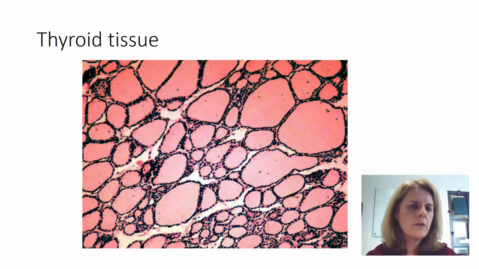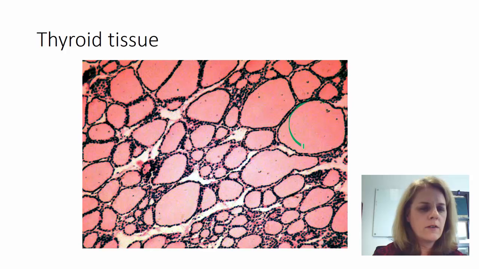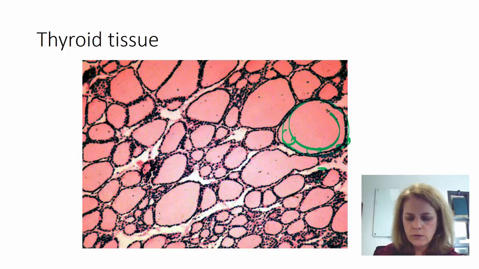Okay? And here's just another picture. I'm showing you another version of it. So here again, you would have your colloid surrounded by the follicle made up of all these little follicular cells. And then in between these follicles, you have those extrafollicular cells. Sometimes you'll see them called parafollicular cells.